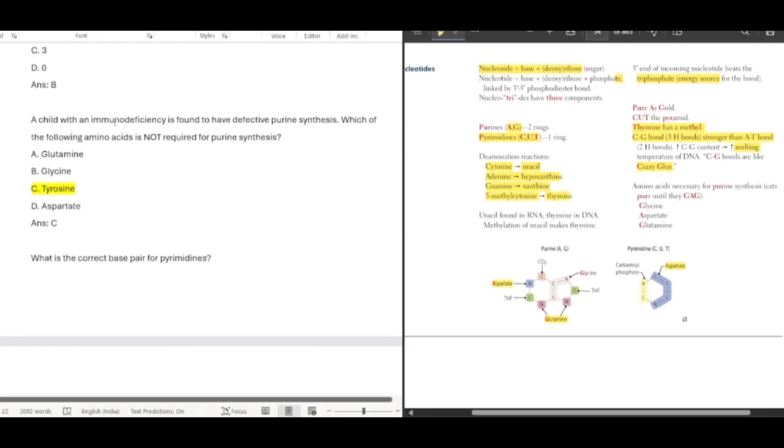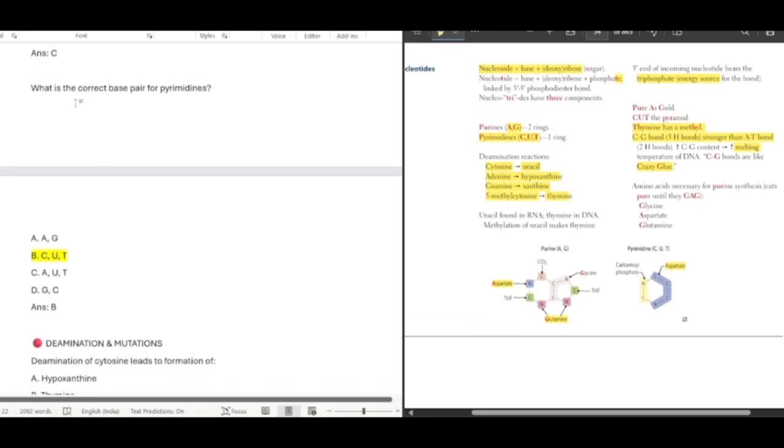A child with an immunodeficiency is found to have a defective purine synthesis. Which of the following amino acids is not required for purine synthesis? You can remember it by GAG: glutamine, aspartate, and glycine. So it is given here: glycine, aspartate, and glutamine.